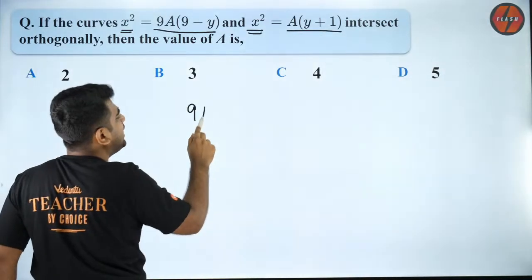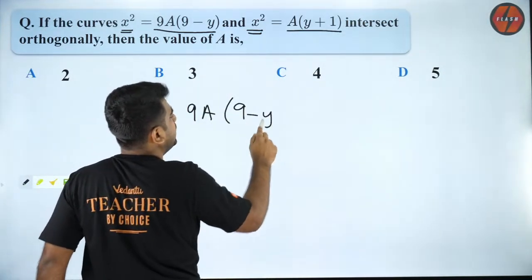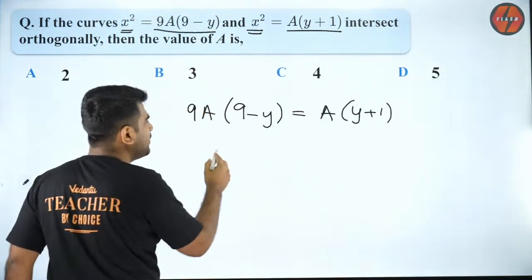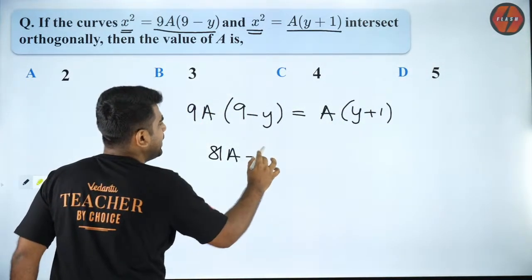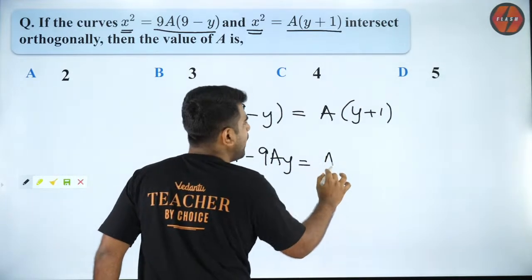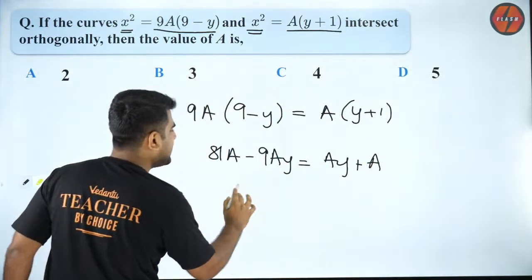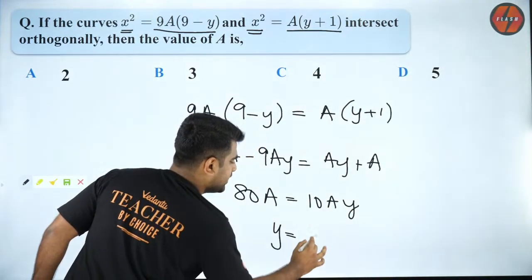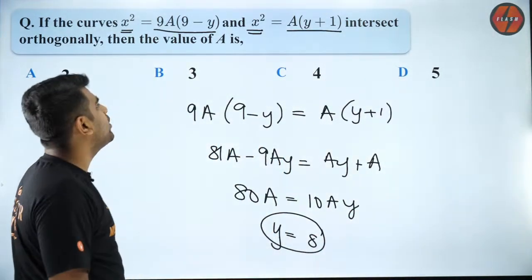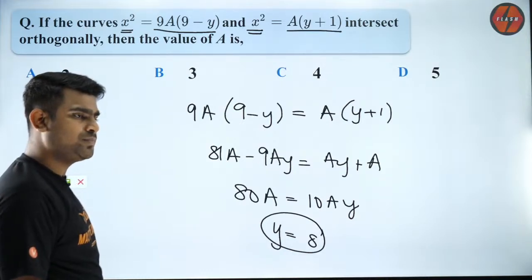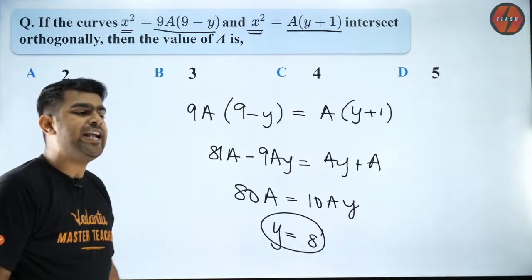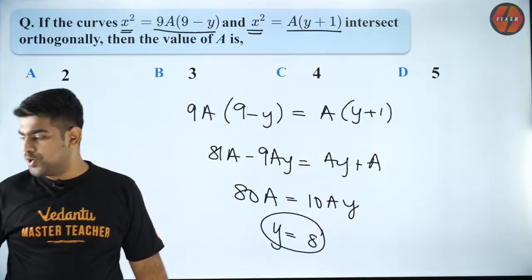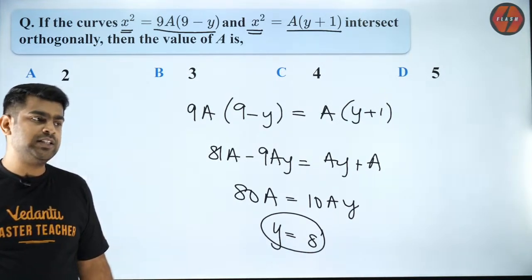So I will get 9a into (9 minus y) is equal to a times (y plus 1). If I solve it, what will I get? I will get 81a minus 9ay is equal to ay plus a. So I will get 80a is equal to 10ay. So I will get y is equal to 8. Did you all understand that? y equal to 8 is the point of intersection. Are you guys able to understand that? Everybody got it?